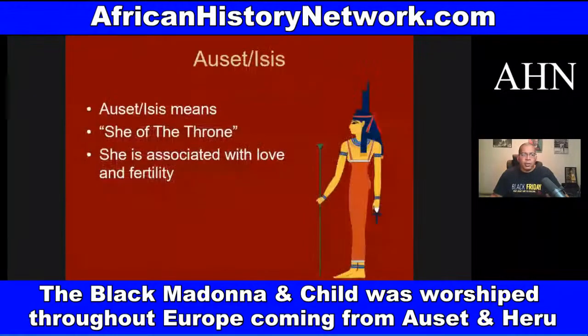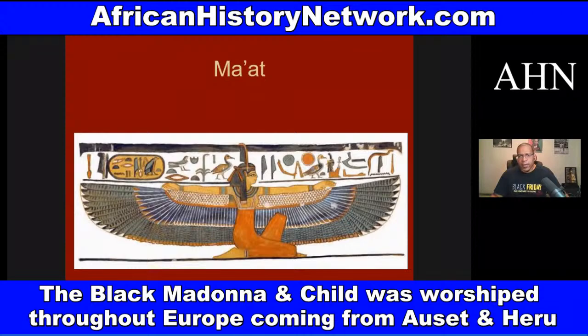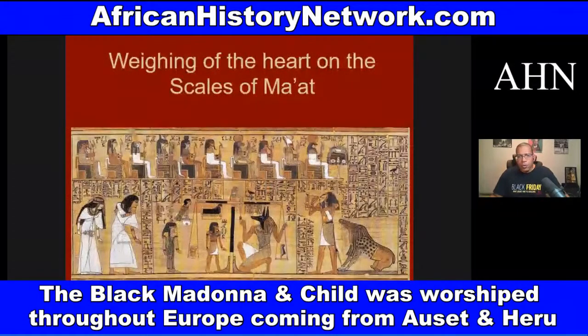They have different attributes. When you look at Auset, she was associated with love and fertility. When you look at Ma'at, she was the personification of truth, justice, righteousness, balance, harmony, order, and reciprocity. And you deal with the 42 laws of Ma'at, or the 42 negative confessions, which are a precursor to the 10 commandments. And Ma'at was depicted as a female deity with wings, and she had an ostrich feather in her headband. And you have the famous scene, the judgment scene. So when you die, your heart was weighed against the feather of Ma'at. Your heart was weighed against the essence of a woman on the scales of Ma'at. Okay, that's the judgment scene.